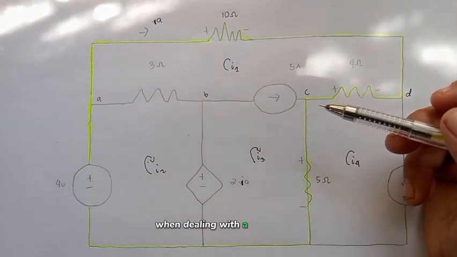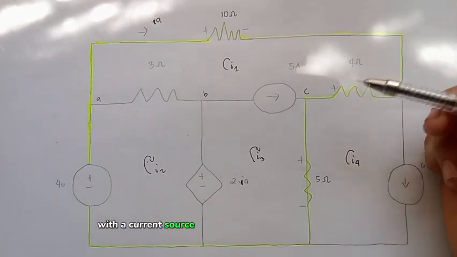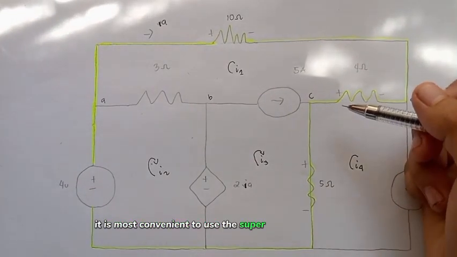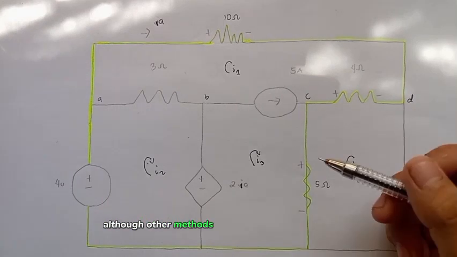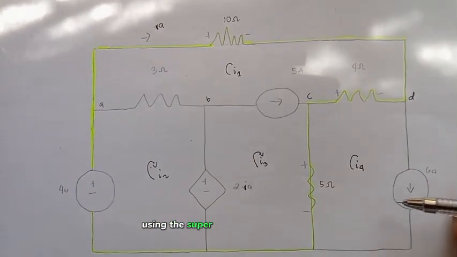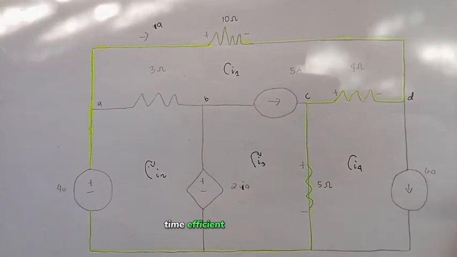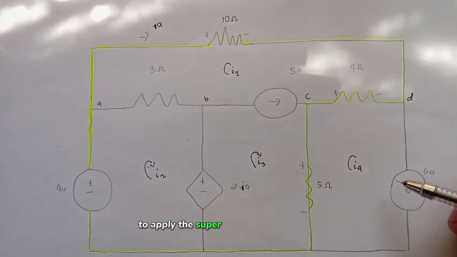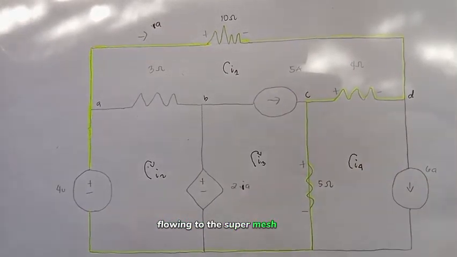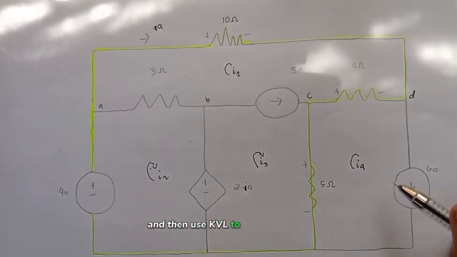When dealing with a circuit with a current source between two initial meshes, it is most convenient to use the super mesh technique. Although other methods can be employed to solve the circuit, using the super mesh is the most time-efficient approach. To apply the super mesh technique, I will assign the direction of the current flowing through the super mesh and then use KVL to analyze it.